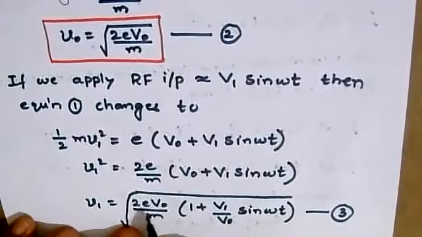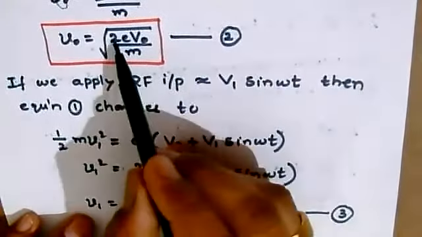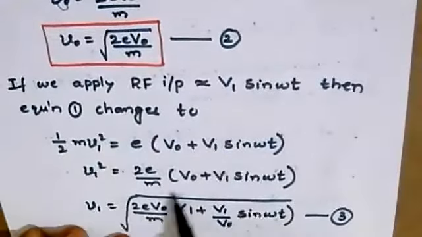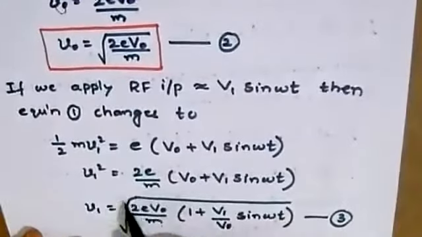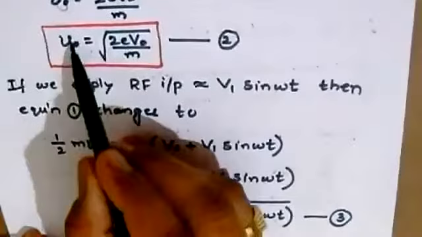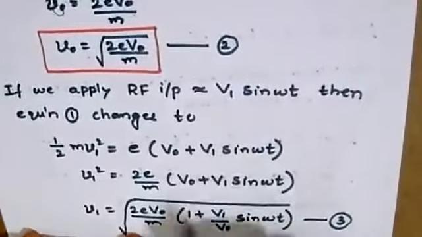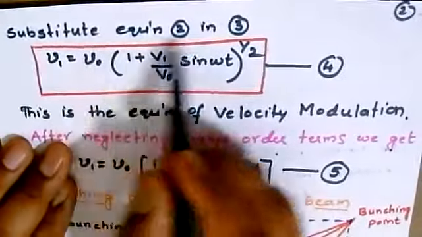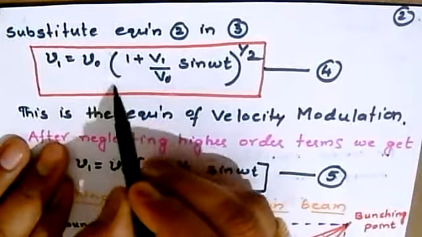Now, we know that root of 2eV0 by m, you can see in equation 2, can be written as v0. I will be replacing this particular term by v0 over here, and this will be 1 by root 2. We can take a square root of this, or 1 by 2, which I am going to write in the next equation directly. So that's what I have told you: substituting equation 2 in 3, this root of 2eV0 by m is replaced by v0, and the root I have written as a half.